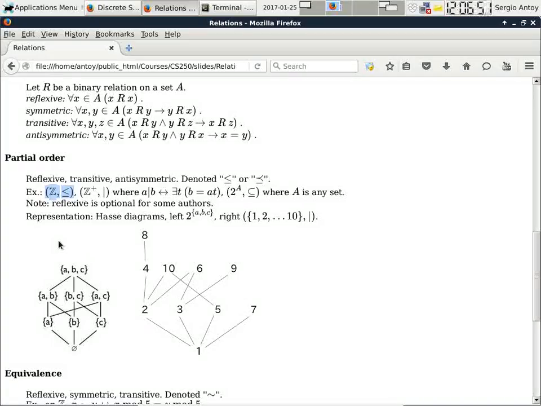Anti-symmetric. What does it mean, anti-symmetric? If X divides Y, and Y divides X, then they have to be the same. Is this obvious enough? So suppose that X divides Y. What do we know? That Y is equal to X times some K. Then Y divides X. What do we know? That X is equal to Y times some K prime.